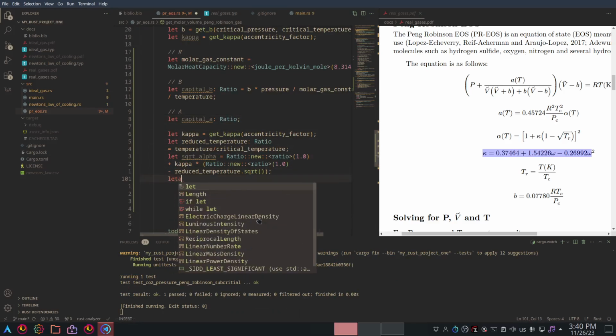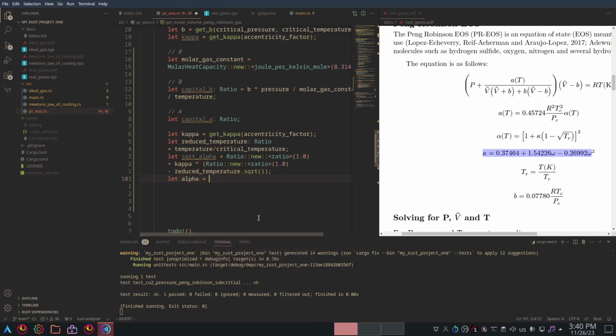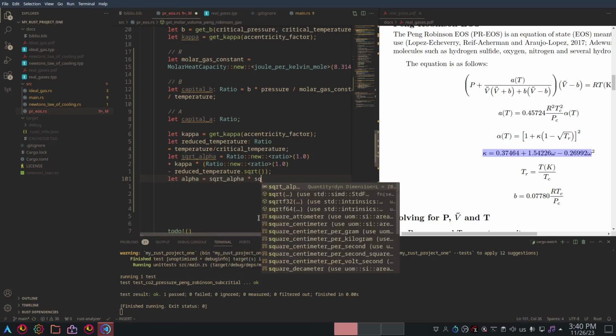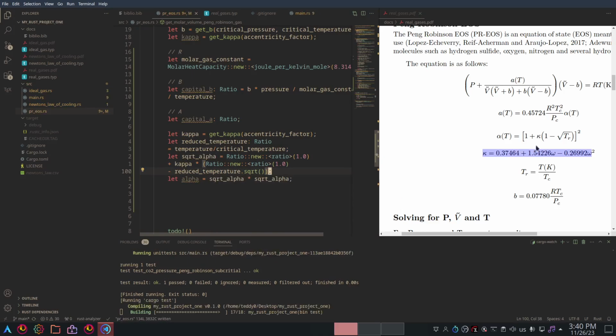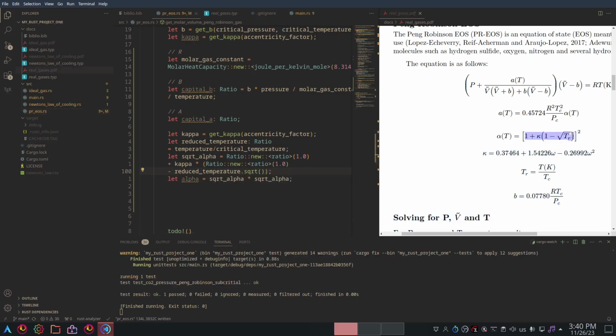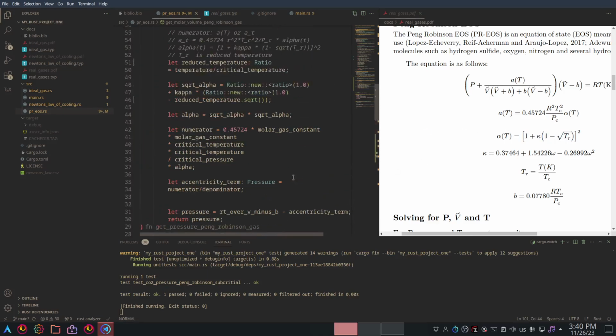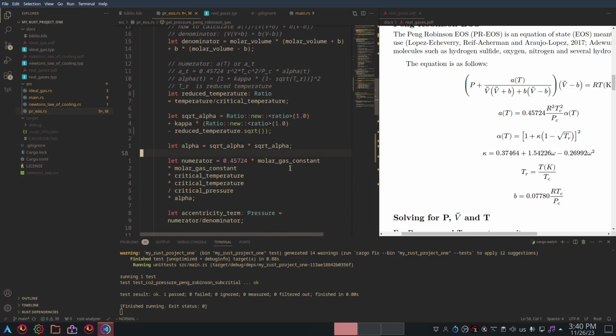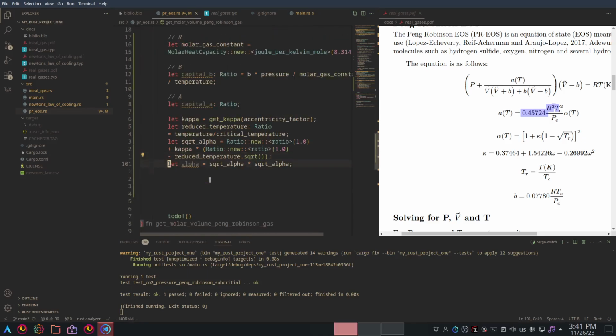Then let alpha equals to square root alpha times square root alpha. Okay, so square root alpha is the stuff inside the bracket. Then I square it, and then I'll get alpha. Once I get alpha, I can get A of T. Right? So this one here seems to be the so-called numerator, but I'll just call this alpha, or A. This is A in this case.